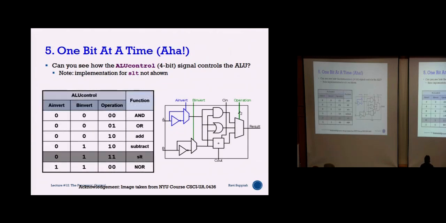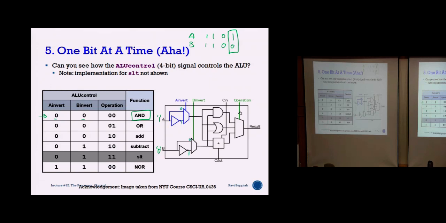Okay, let's see how we can relate this truth table to the hardware that you see here. Now, let's look at the first operation here. I want to do an AND operation. Let's say my AND operation for A and B is 1 1 0 1 1 1 0 0. Now I'm looking at just 1 bit, correct? Only 1 bit. So if I look at A and B, 1 comes here, 0 comes here. And my A invert is 0, B invert is 0.